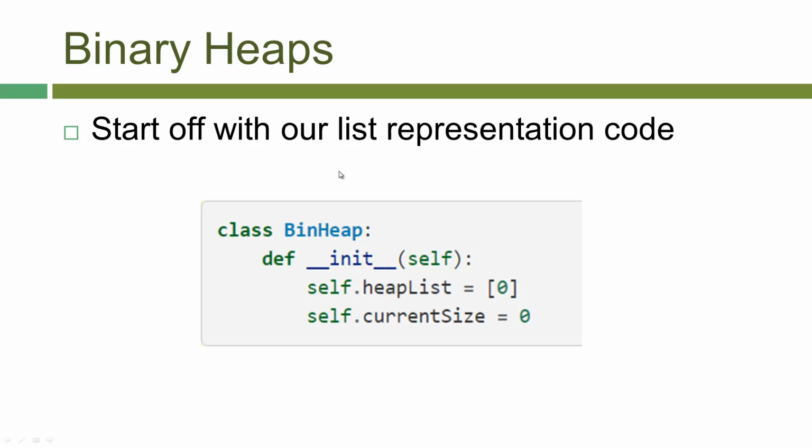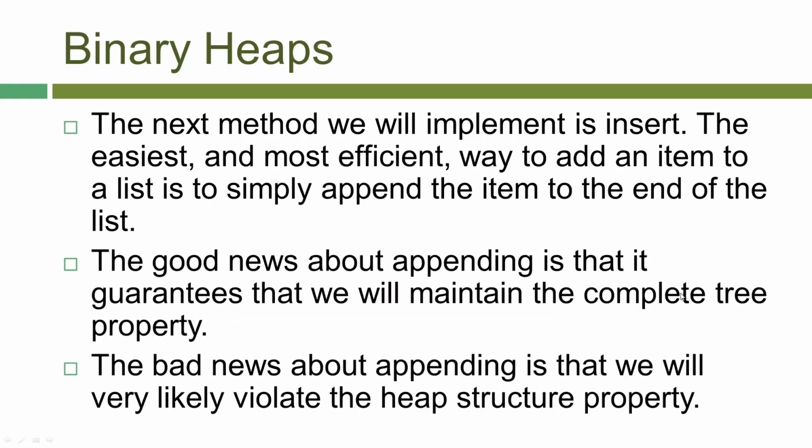First off is going to be the class BinHeap, and as I mentioned, we're just going to use a list representation. So I have self.heapList equal to just a single number 0 there, and self.currentSize equals 0. So we have heapList as just a single element of 0 in the list, and then the current size is 0.